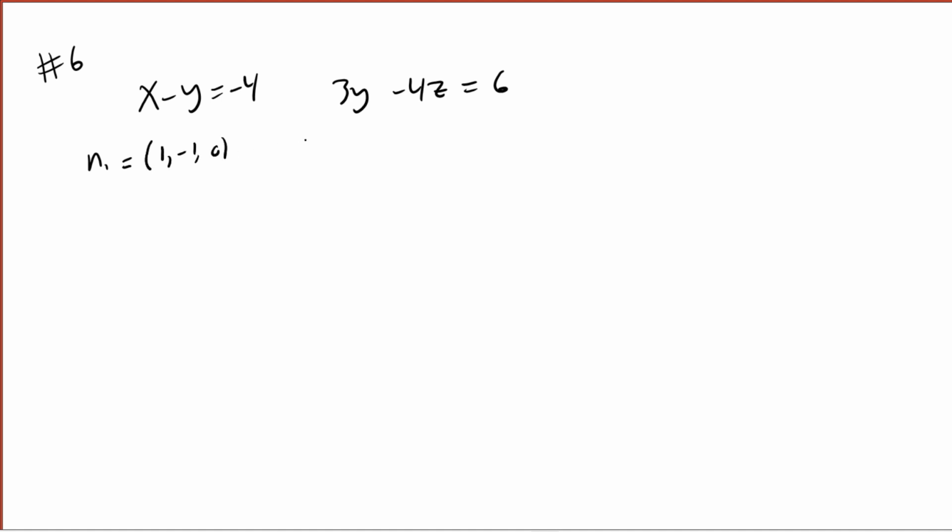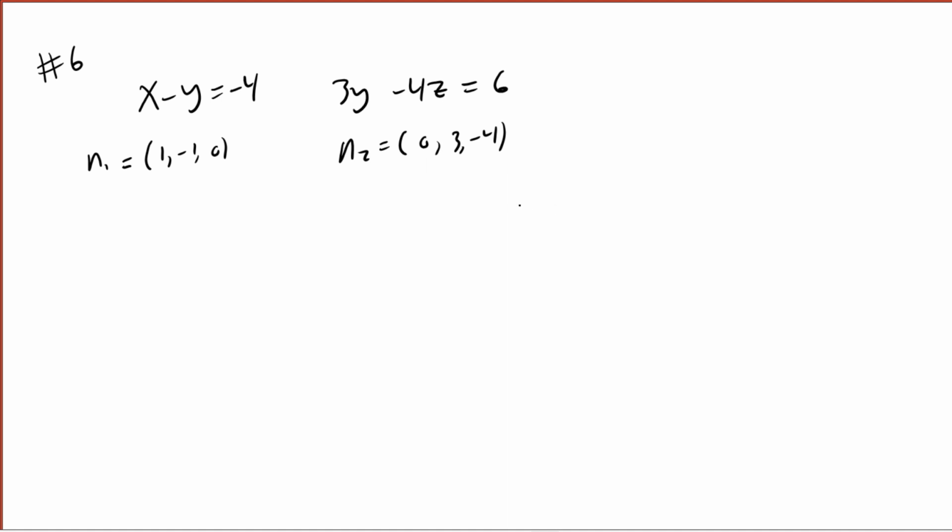Okay, the direction vector for the line of intersection of the planes. Number 6: x minus y equals minus 4, 3y minus 4z equals 6. So the normal for the first one is going to be 1, minus 1, 0, and for the second is going to be 0, 3, minus 4. Okay, so what is it asking? It's asking for the direction vector of the line of intersection of the two planes.